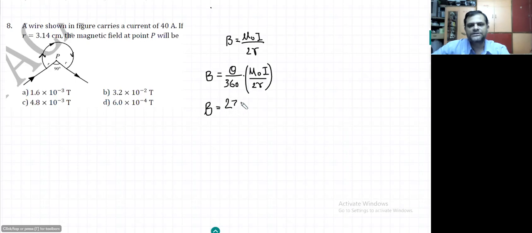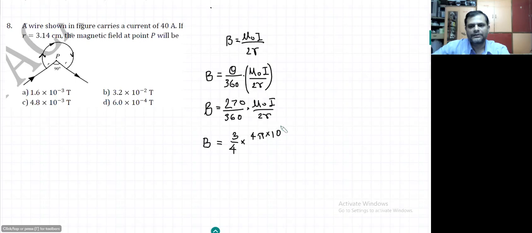So we can just consider this 270 divided by 360 into mu naught I upon 2R. That's it. So here we can just solve this further. So here 270 upon 360 kitna banta hai, humko pata hai, 3 by 4 ban gaya. So, theek hai, 3 by 4 into 4, mu naught ka value hota hai, humko pata hai, 4 pi into 10 raised to minus 7.